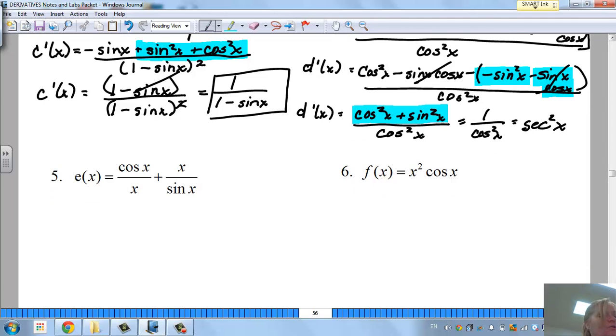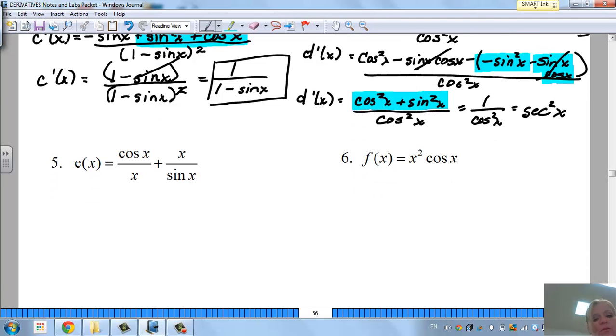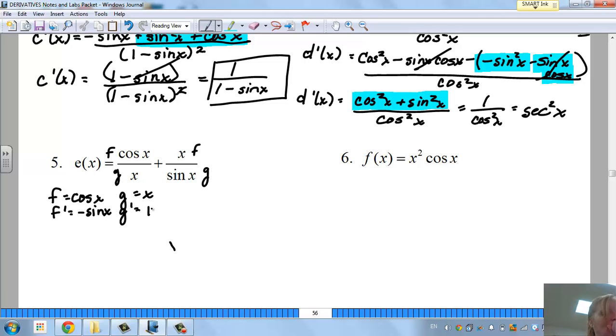And then this video will be done. So this one right here, we've got two quotients. So we're going to do f and g for this one, and then f and g for this one too. So we're going to have to set these all up. So the first fraction, and we're going to use the same rule, f is cosine of x. F prime is going to be negative sine of x. G is x, and g prime is going to be 1.